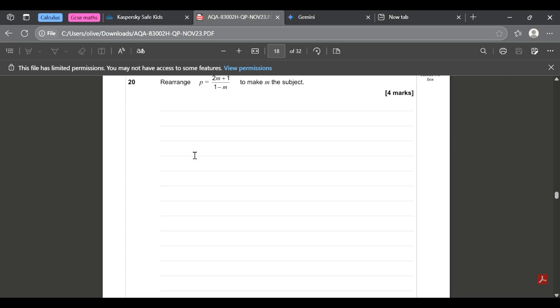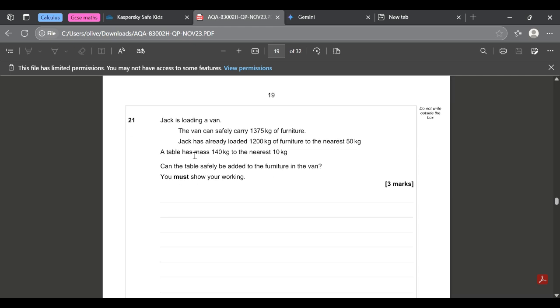Okay, now the next question is Jack is loading a van. The van can safely carry 1,375 kilograms of furniture. Jack has already loaded 1,200 kilograms of furniture to the nearest 50 kilograms. A table has a mass of 140 kilograms to the nearest 10 kg. Can the table safely be added to the furniture in the van? You must show your working. Well, obviously show your working. It literally says it there. But what we have to do is 1,375 minus 1,200, which is 175.